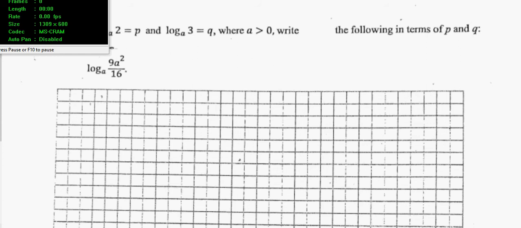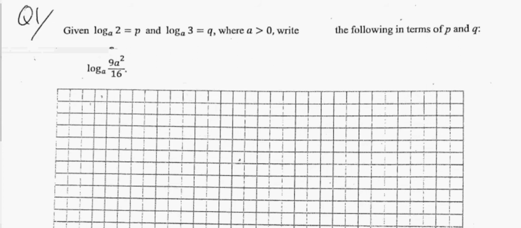The bottom line here is P is log A base 2, Q is log 3 base A, and I don't see any 3's or 2's in here at all, really, do you? No. So, some people decided to use the subtraction rule of logs. Some people went for this straight away. They went log A, 9A squared, minus log 16 base A.